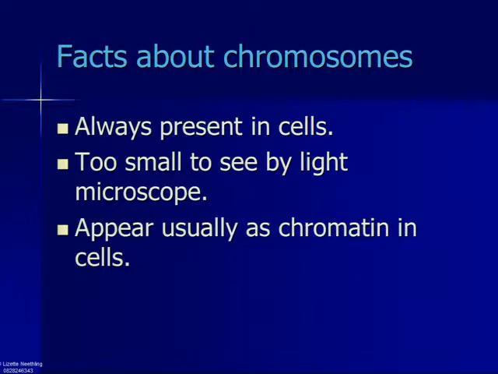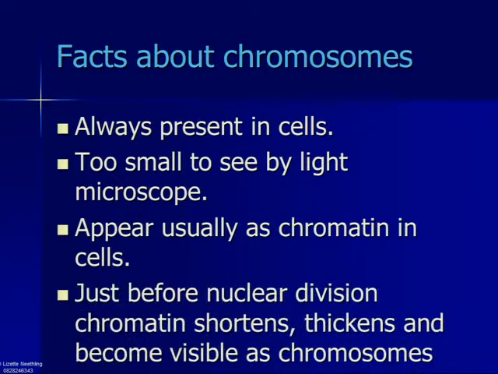They're very small, and they normally don't appear as chromosomes. They normally appear as long threads of chromatin. It's only when we start with the division that we start seeing the chromosomes. And how that happens is the chromatin will shorten, thicken, become visible as chromosomes, and that is when we start discussing the process of meiosis.